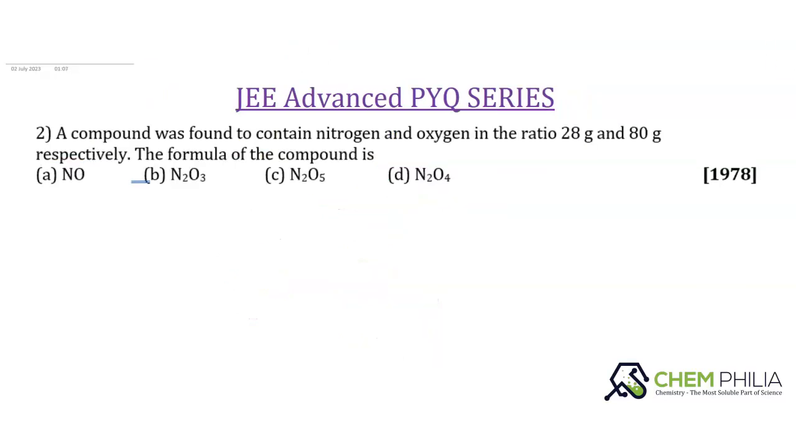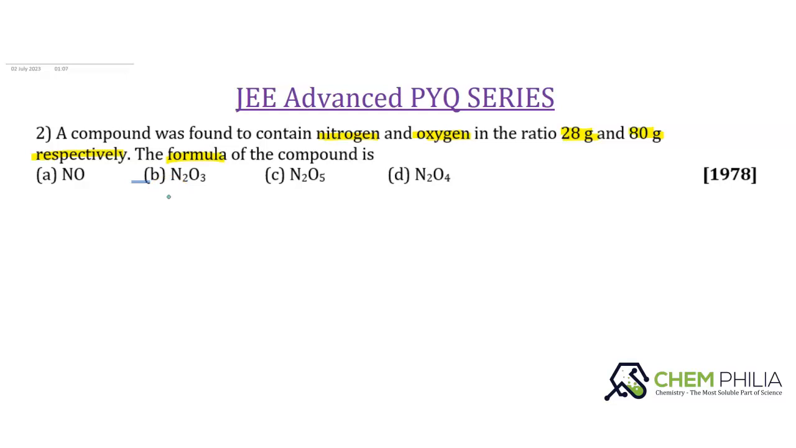The next question is, a compound was found to contain nitrogen and oxygen in the ratio 28 gram and 80 gram respectively, right? The formula of the compound is, 4 options are given. Now this is basically a question from empirical formula, because the formula that we are going to get from the ratio of mass, that is empirical formula, not the molecular formula. So however, whatever the formula has been asked in question, so let us try to find it out.